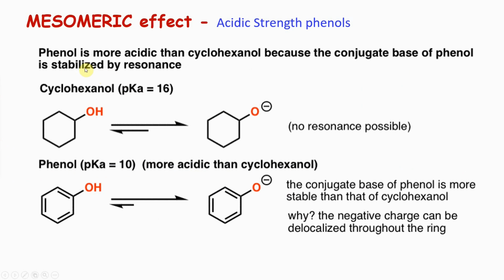Now this is an example. Phenol versus cyclohexanol. They look similar, but in cyclohexanol there is actually no resonance possible. In phenol, resonance is possible. Because of that, phenol is more acidic than cyclohexanol. Okay, that's what you want to say. If you look at pKa, if it is lower, it is acidic. Phenol is actually acidic, cyclohexanol is not acidic at all. It's just a comparison.